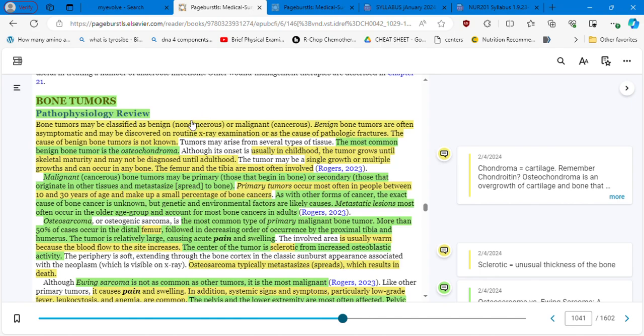Bone tumors. Let's continue. Pathophysiology review. Bone tumors may be classified as benign, non-cancerous, or malignant, cancerous. Benign bone tumors are often asymptomatic and may be discovered on routine X-ray examination or as the cause of pathologic fractures. The cause of benign bone tumors is not known.